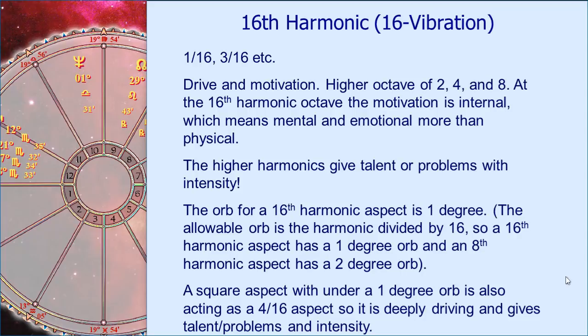Now, by the way, orbs. The orb for 16th harmonic is 1 degree. That's the maximum orb. So these aspects have to be really, really tight. The orbs need to be very small to be really powerful. And it's when you get 3 or more planets all aspected to each other in a harmonic that it becomes a dominant theme for the person. Okay. Well, that's it for now.